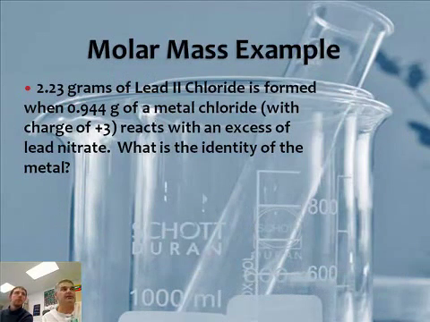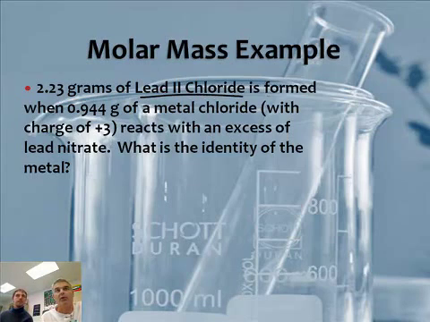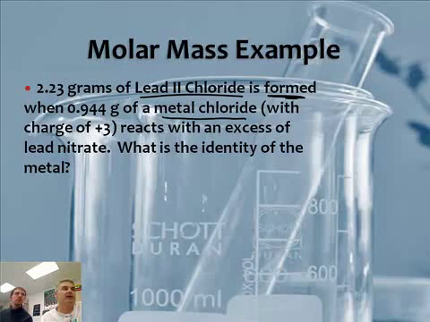We do not have a balanced equation. No, we should probably get one. Okay, 2.23 grams. I'm going to ignore the numbers and look at the chemical source. Lead 2 chloride is formed. That means it's a product. It's on the right side. When a metal chloride reacts with lead nitrate. Okay, I'm good with that.